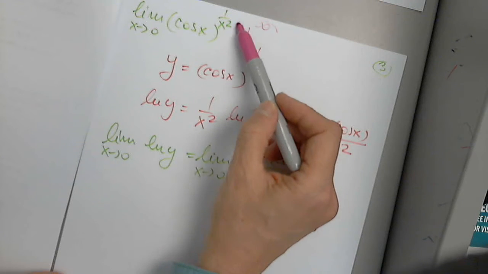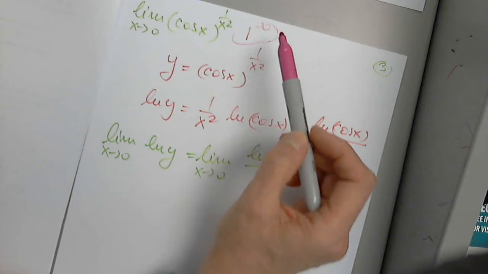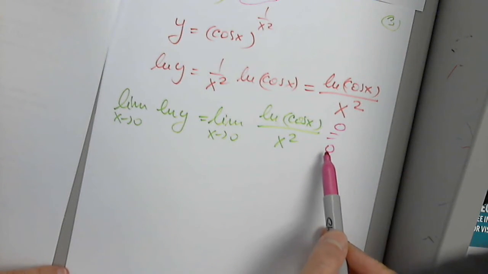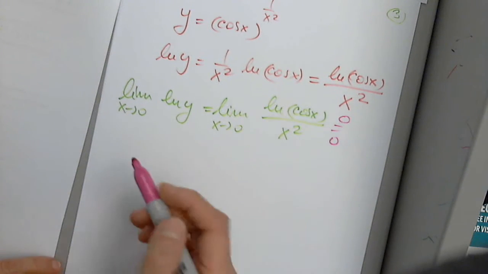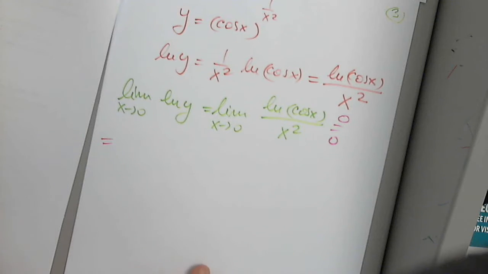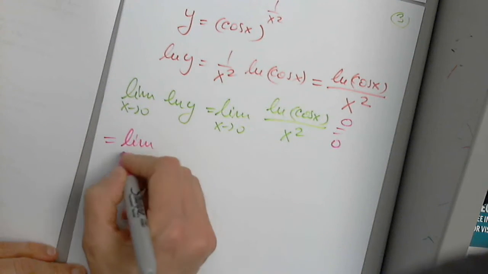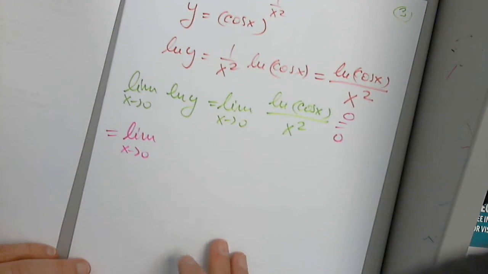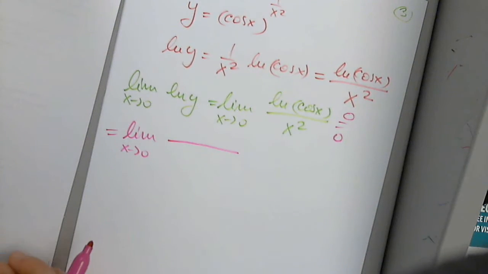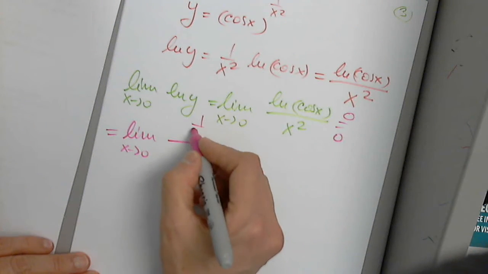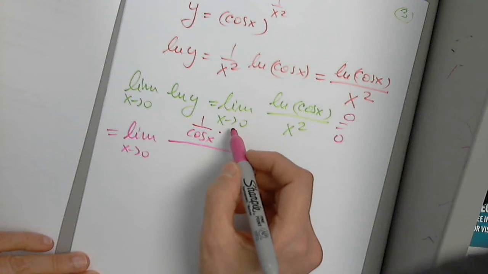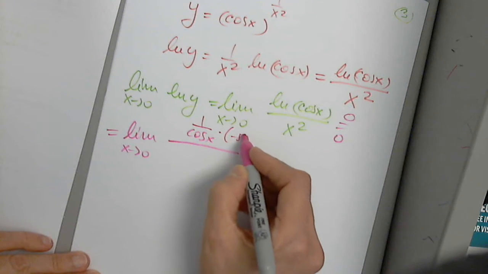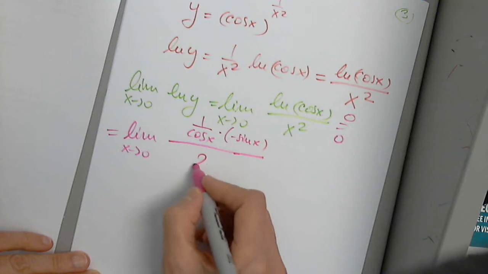So we changed 1 to infinity into the case of 0 over 0, which we like. Why do we like 0 over 0? L'Hopital's rule. Perfect. So limit as x approaches 0. Very good. 1 over cosine x times, very good, negative sine x over 2x.